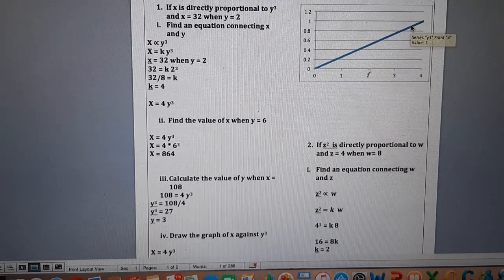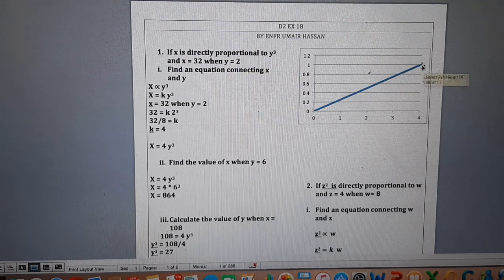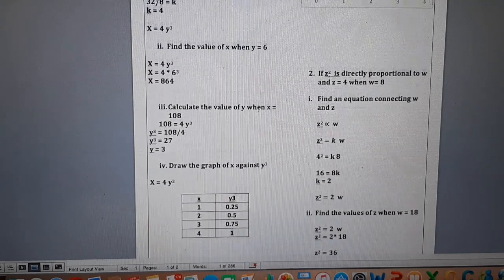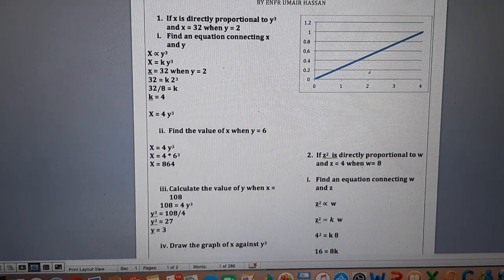Now, this graph is a straight line and it is passing through the origin. Since x is directly proportional to y cube, it is a straight line passing through the origin. Moreover, if you take the ratio of x to y cube, if you divide x and y cube, the answer will be equal to a constant in all these cases, that is 4. 2 divided by 0.5 is 4. 3 divided by 0.75 is 4. 4 divided by 1 is 4. So, if the ratio of x to y cube is constant, that means they are directly proportional.